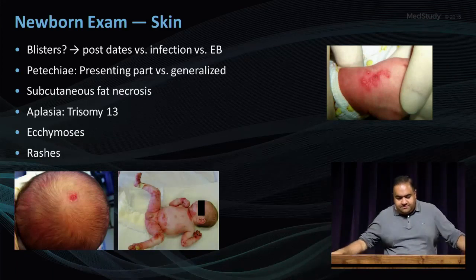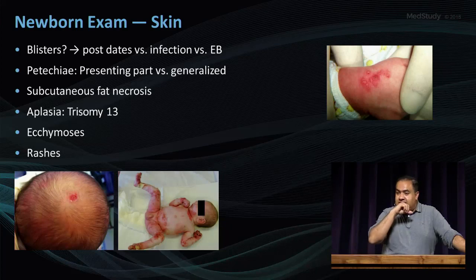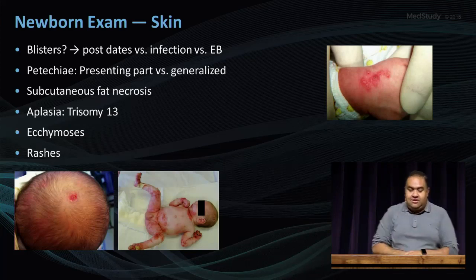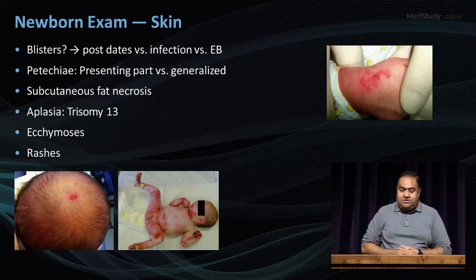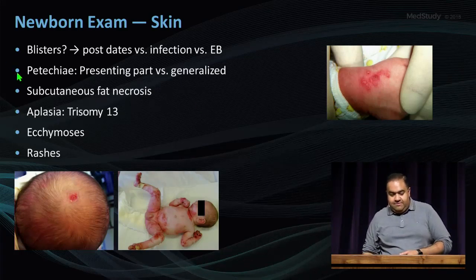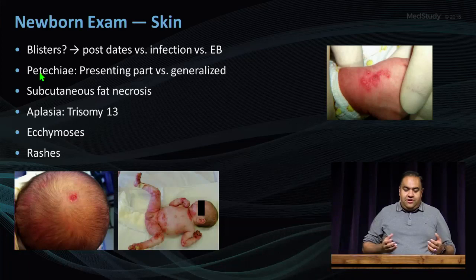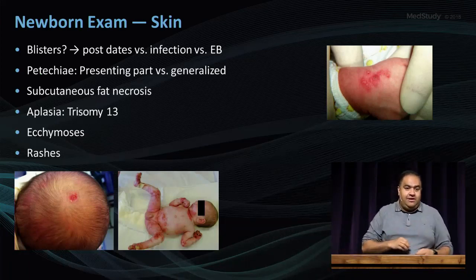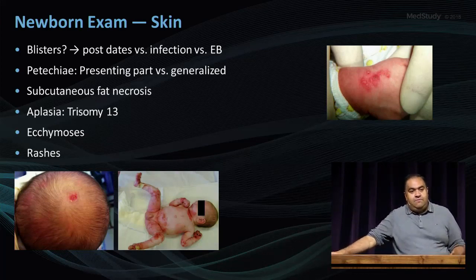All right, skin. So blisters. Blisters can occur. Sometimes you can get sucking blisters. So babies that are in utero might be sucking on their hand, and they can get a nice blister within their hand because that's where they've been sucking. Post-dates, you'll see more blisters. We always worry about infection when we see blisters on the hand. Petechiae, depends on if it's a generalized petechiae or if it's in just a single area. Remember the petechiae, we don't want to mix that with blueberry muffin rashes, the extramedullary hematopoiesis.